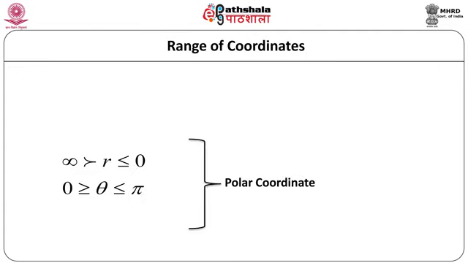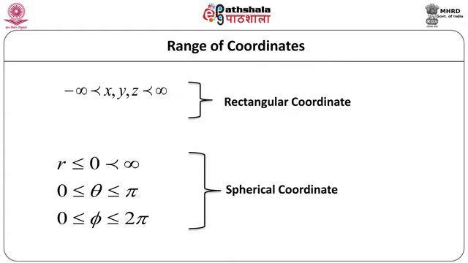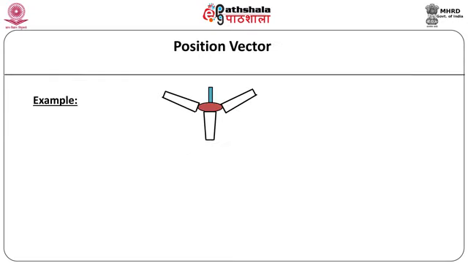We must note the ranges of the coordinates in different systems. The coordinate theta is also called the polar angle, while phi is many a time called the azimuthal angle. Note that the angular coordinates theta and phi have finite ranges, while the coordinates rho, phi and z have infinite range. Now let us discuss a simple but important concept known as position vector.